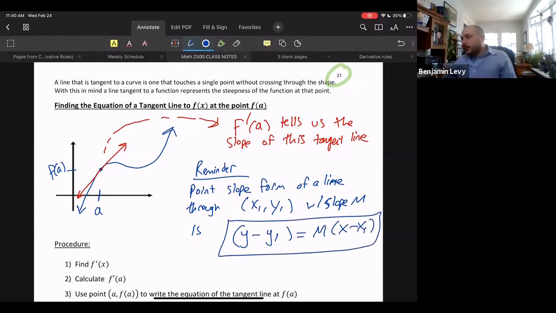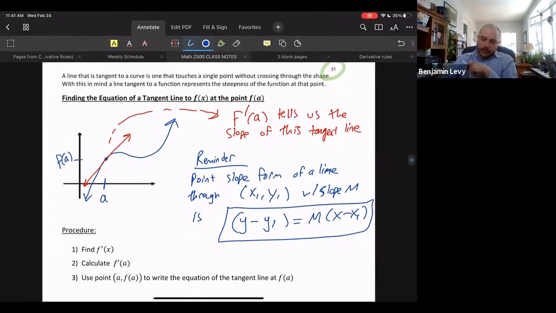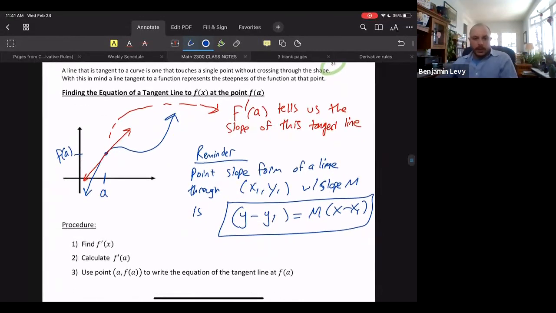And so I've already told you how to get the m. And now all we need is a point. And the way you get the point is you're usually given an x value. You plug that x value into the function to get the y value. So I'm going to let everyone sort of catch up writing that down, and then we can look into this next example.